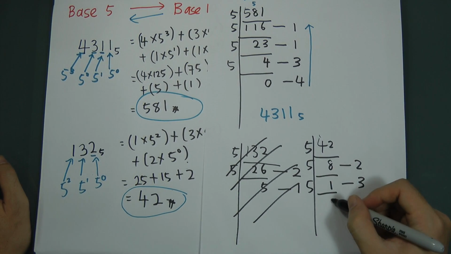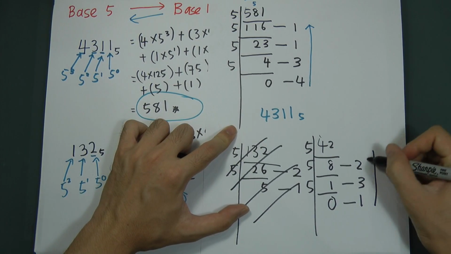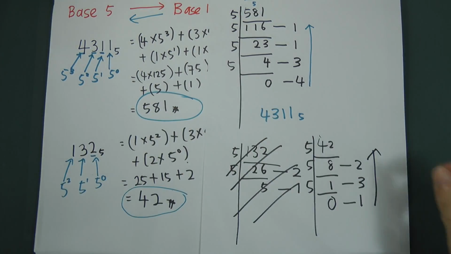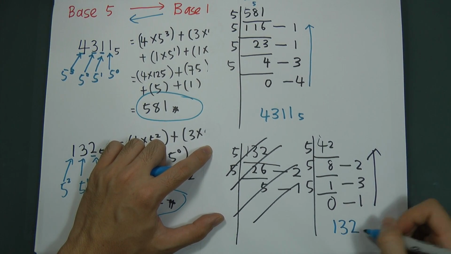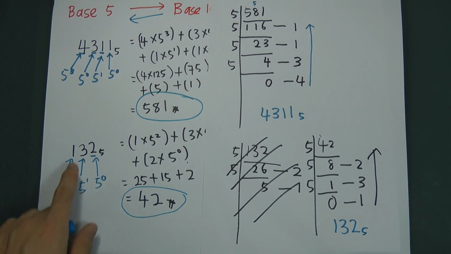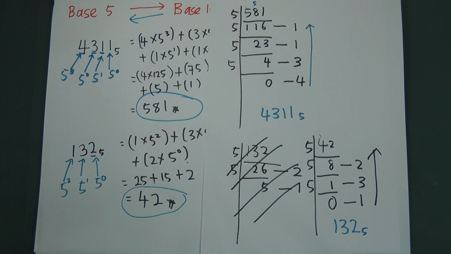1 cannot be divided by 5, so I write 0, and I write the 1 over here. Read from bottom to the top. So what we got over here is 132 base 5. Okay? Got the basic idea? If you got the basic idea, maybe you just do some exercises on your own.